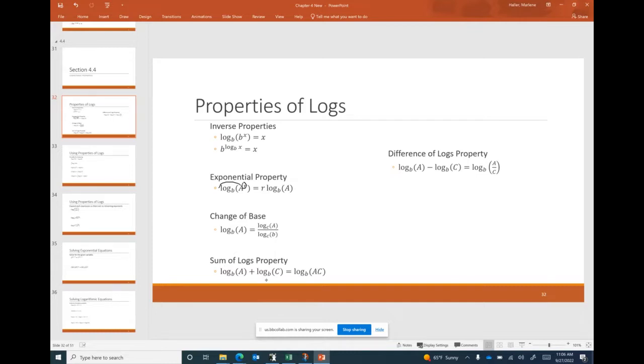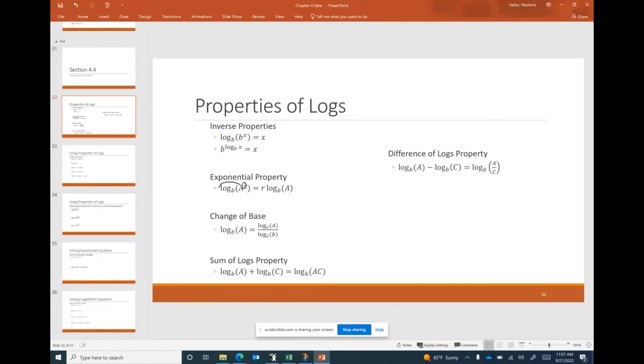We can use this sum of log properties in reverse as well to expand a logarithm of products into a sum of logarithms. Okay, and then we also have the difference of logs property, which says if we're subtracting two logs that have the same base, we can combine them to a single log, and the arguments of the subtracted logs become quotients. Okay, the argument of the positive logarithm will be in the numerator, and the argument of the negative logarithm will be in the denominator.